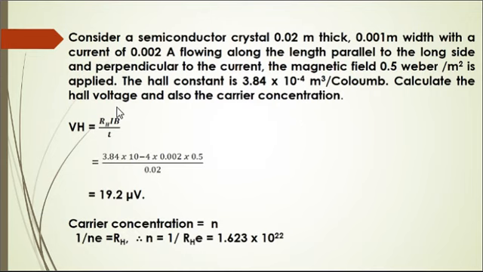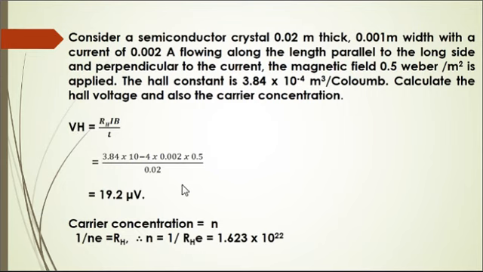So we have to find out the Hall voltage. As I indicated earlier, VH is equal to RH into current into the magnetic field B, divided by the thickness. The RH value is given here as 3.84 into 10 power minus 4, into the current value, which is 0.002 ampere, into the magnetic field 0.5 divided by the thickness 0.02, and we get a value of 19.2 microvolt. So we can measure the Hall voltage.